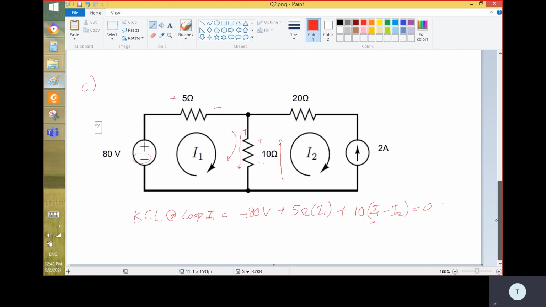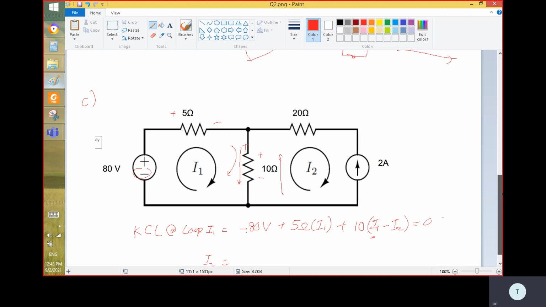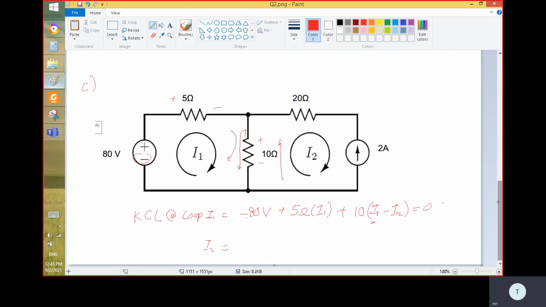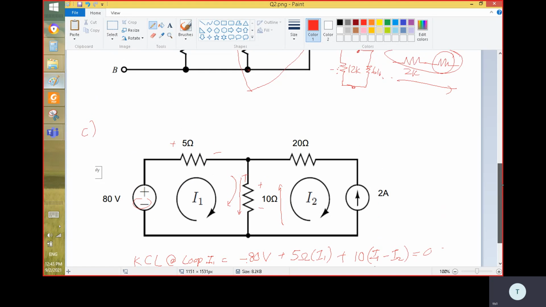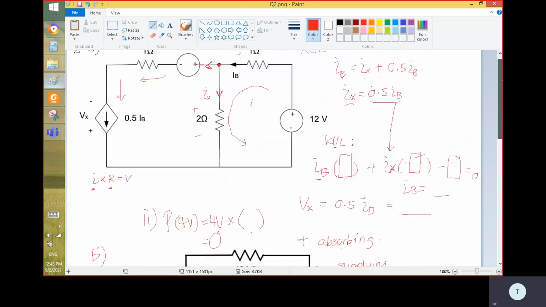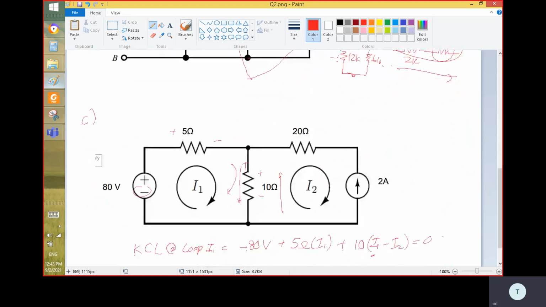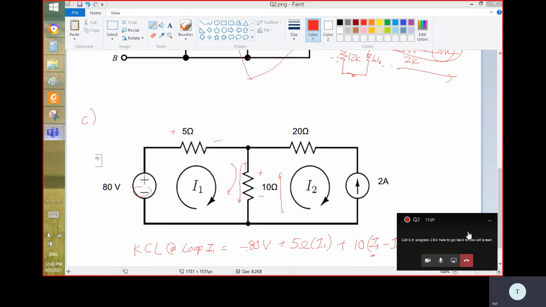Then you do the other equation here for I2. Okay, you do another equation here. It's quite obvious actually, and then you can eventually solve for I1 and I2. So this is pretty simple for parts A, B, C. It's a very good practice for you to do yourself. Okay, that's it for question 2.